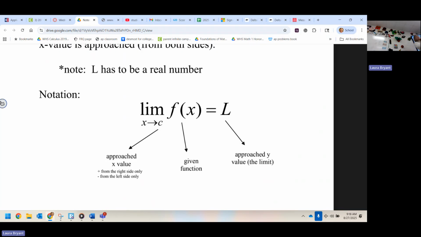So from the left or from the right also might come into play if there's a little dash there. I'll show you that as we get to it. But this is the overall notation. So all our problems are going to look like this: find the limit of whatever function.